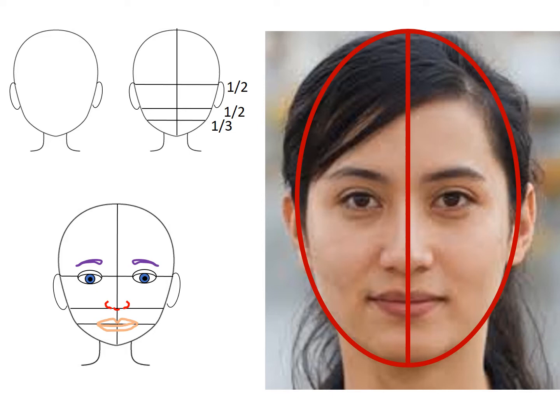If you were to measure from the top of your head to the bottom of your chin and find halfway, that's where your eyes go. And then halfway between your eyes and your chin is your nose. And then about a third of the way between your nose and your chin is where your mouth goes. Pay attention to where you put your ears as well. Those go in between your eyes and the bottom of your nose.